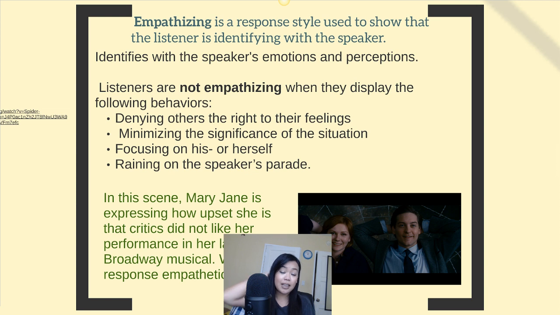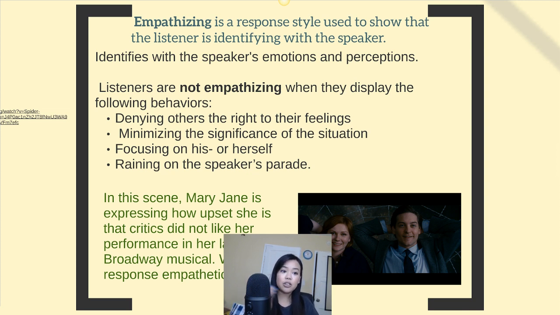Whereas here in the empathizing situation, you're looking for how are you feeling about it. You're much more focused on their emotions and perceptions. Not to say that you can't be when you question or when you paraphrase, but empathy is really kind of the end all be all of finding out someone's emotions and perceptions.